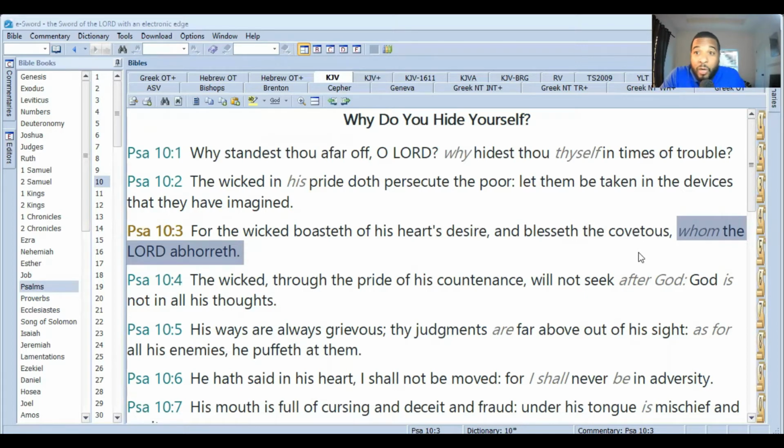So let's say two covetous people, one covetous person will boast about the greed in their heart, and they will also esteem another person who is also covetous as well. You see this all the time. They call it success, they call it excellence.